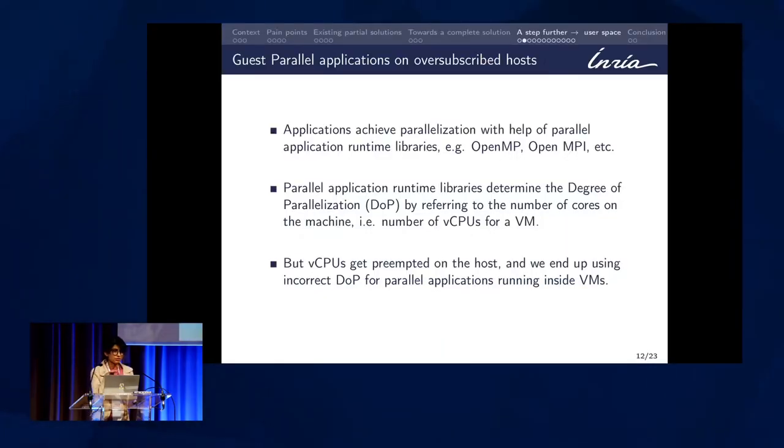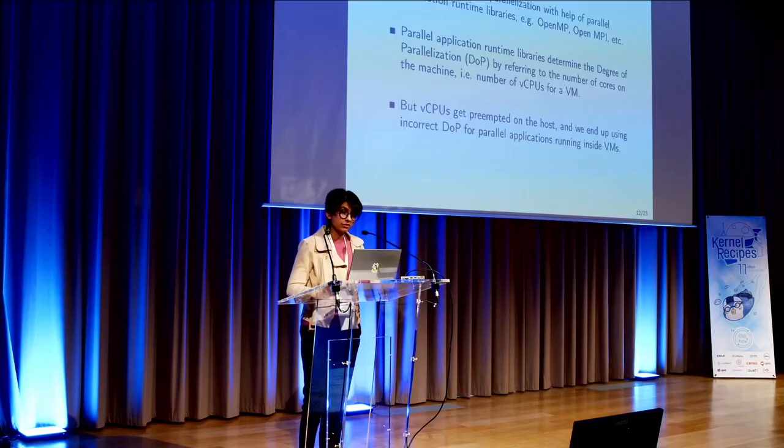At INRIA, in our group, we have been exploring what we can do with this information. Our research primarily focuses on the use case of guest parallel applications that run on oversubscribed hosts, so lots of vCPU preemptions happen. The applications generally achieve parallelization using various parallel application runtimes. You might be familiar with OpenMP, OpenMPI. These libraries use various standards; for example, OpenMP's implementation relies on glibc for getting system-related information, and essentially what you get is how many cores are there on the machine. Your library doesn't know you are inside a virtual machine. Your vCPUs could be preempted, so you will end up using more worker threads than the actual number of vCPUs you are able to run, which is incorrect. It also hurts performance.